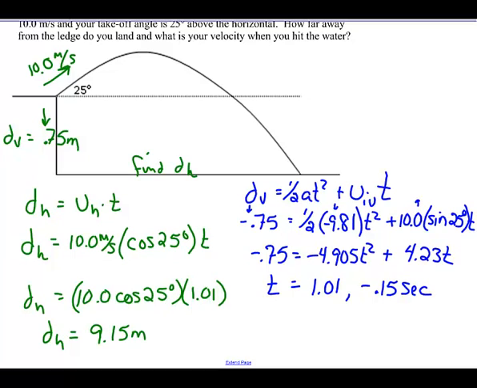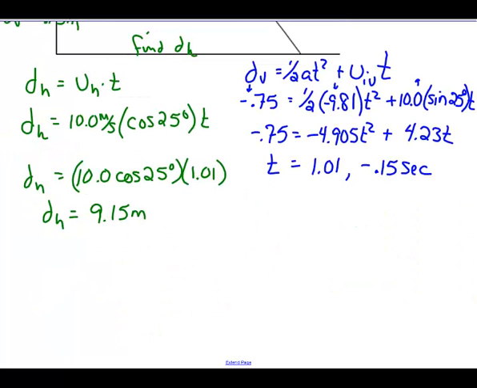So we answered the first part. How far away from the ledge can you land? What is your velocity? That's a little bit more challenging. Let's take a look at how we'd set that up. We need the velocity in the horizontal direction, and we need the velocity in the vertical direction. Velocity in the horizontal direction is constant. That's the easy one. Let's do that first. Horizontal velocity component is 9.06 meters per second.